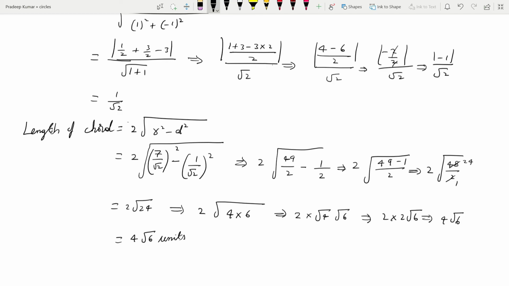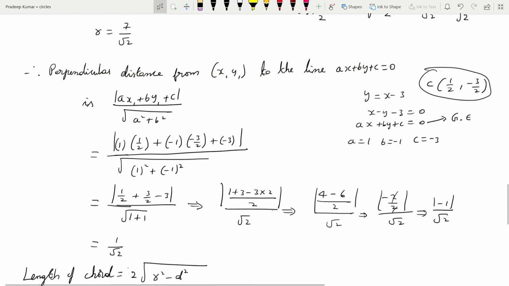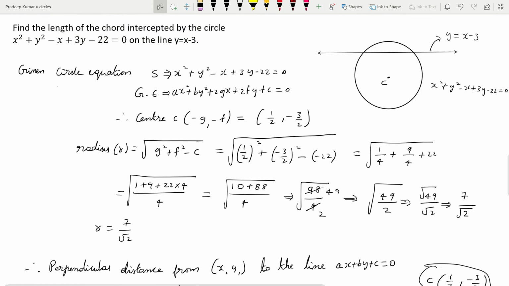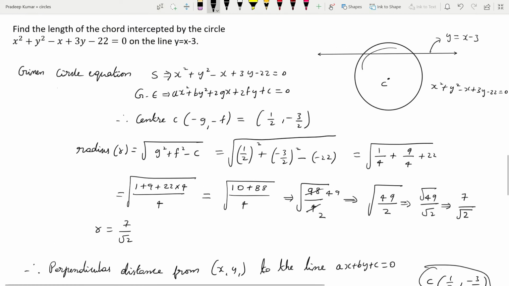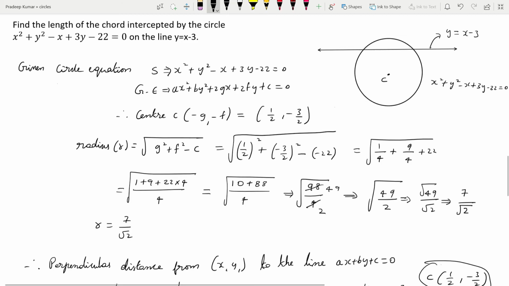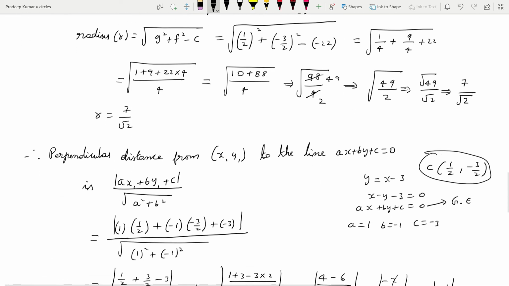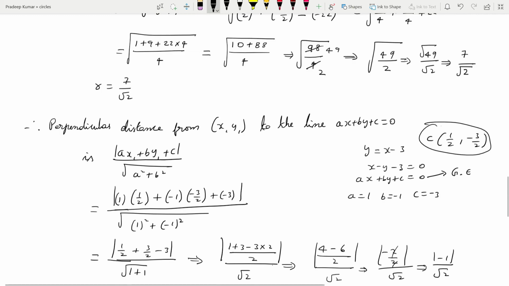I'll just quickly revise the complete thing which we did, then we'll get 100% clarity. In the question they asked us to find the length of the chord where the circle is passing through this line. They gave the line equation and the equation of the circle. By using the equation of the circle we got the center and the radius of the circle. Using the center of the circle and the given equation of the line, we got the perpendicular distance.